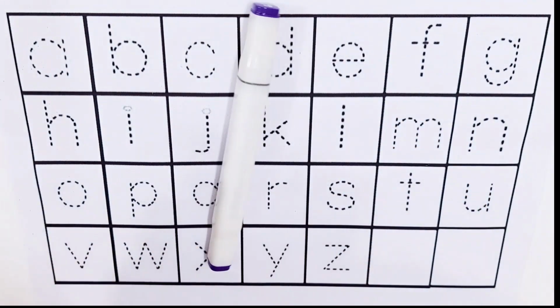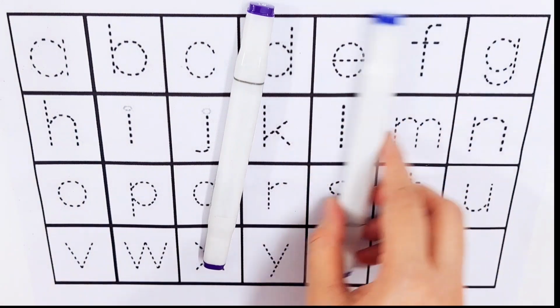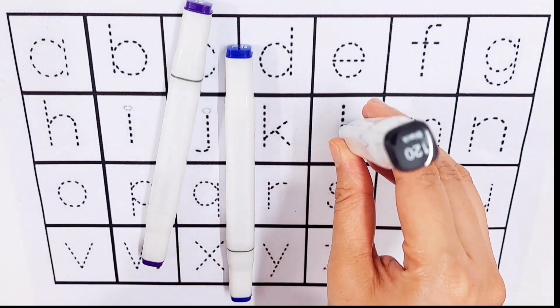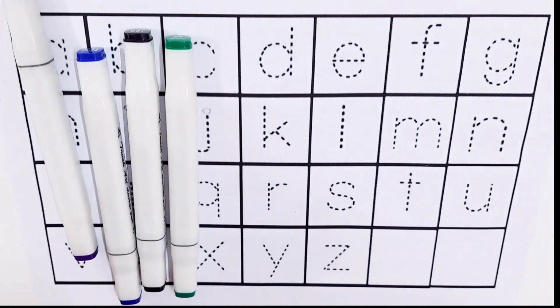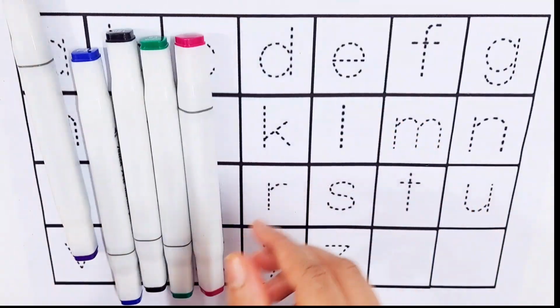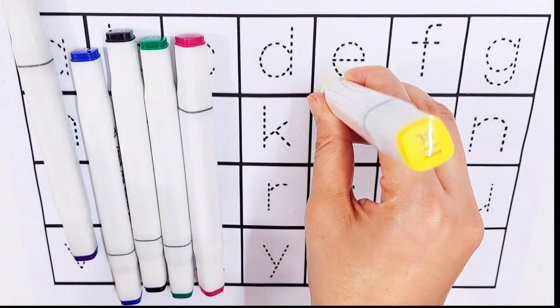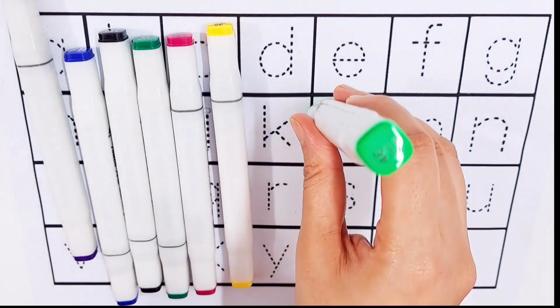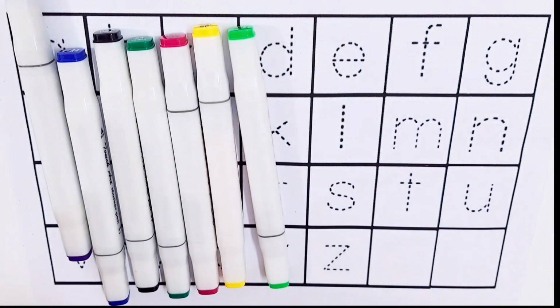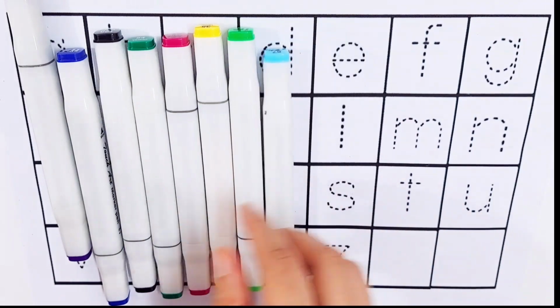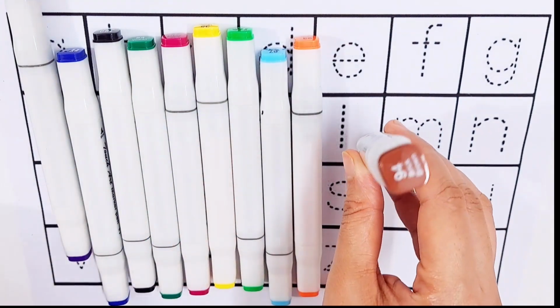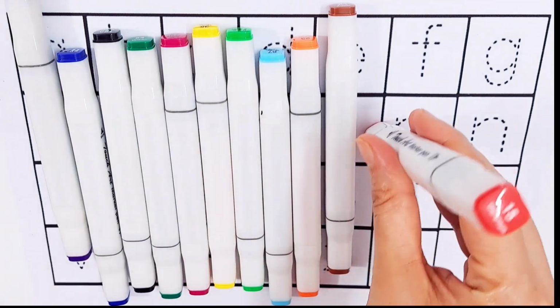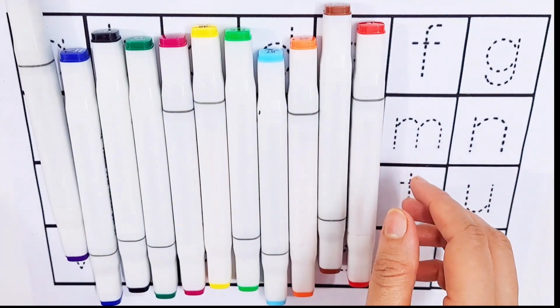Let's learn some colors name. Violet color, dark blue color, black color, dark green color, purple color, yellow color, light green color, sky blue color, orange color, brown color, red color.